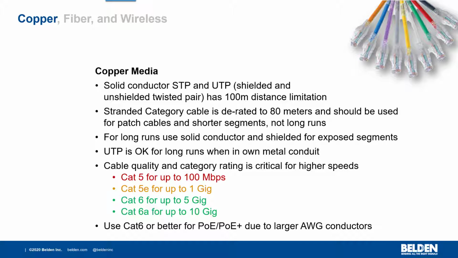So while category 5 is good up to 100 megabits, you will need at least a category 5E cable for anything that is good up to 1 gig. For new installations, category 6 or better cable is recommended to ensure that your installations will meet tomorrow's needs. And while we're speaking of category cable, category 6 or better is recommended for PoE and PoE Plus applications due to the larger gauge conductors as opposed to category 5 or 5E.